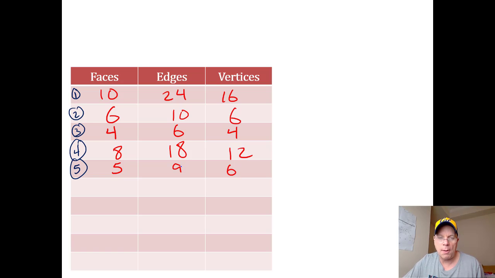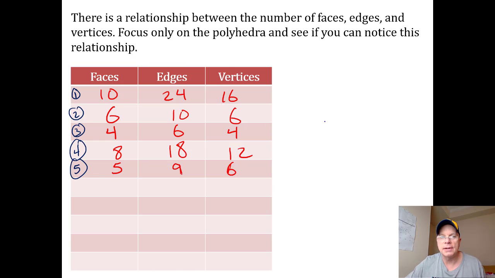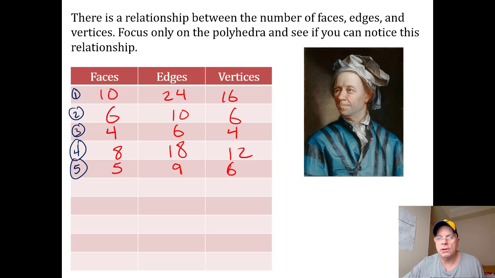And then there are patterns for prisms. There are patterns for pyramids. You may have already started to notice some of those patterns, which is great because a big part of math is understanding patterns. But there is one pattern that holds for all of the prisms and all of the pyramids. And it was discovered by this guy, Leonhard Euler.